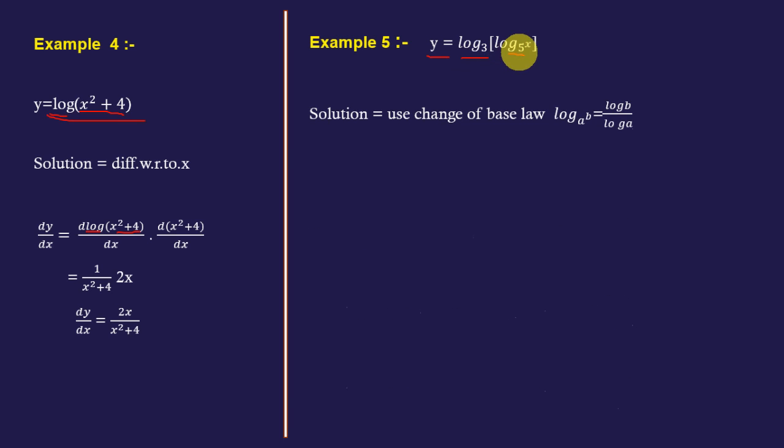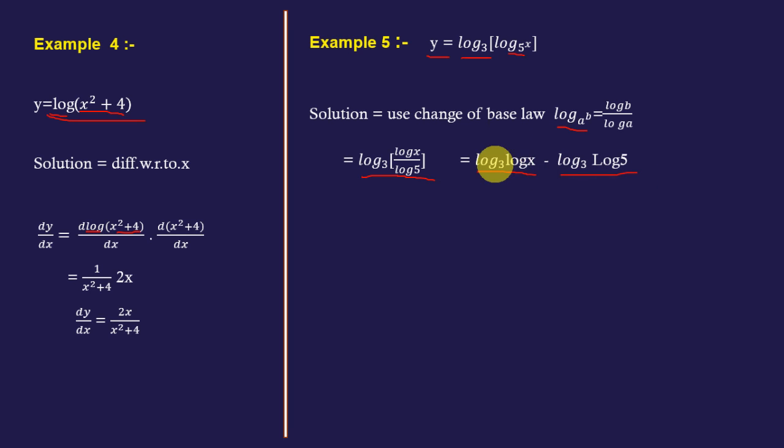Okay, log a b, where a is the base and b is the argument, simplifies to log b upon log a. Then here we get log x upon log 5, and the outside log 3 remains as it is. So y is equal to log 3 of the changed inside term, log x upon log 5. Then again we have to use one result: log of a upon b is log a minus log b. Same thing here, log 3 of log x minus log 3 of log 5.